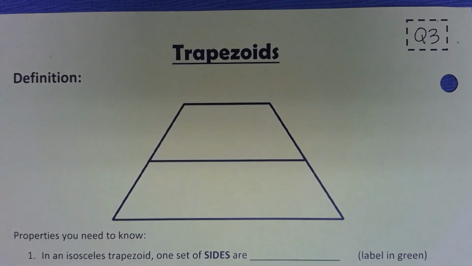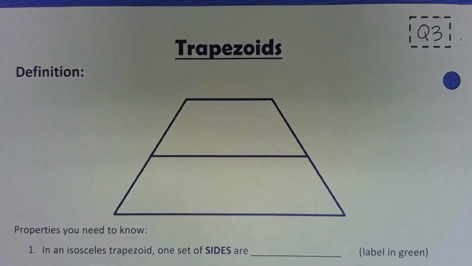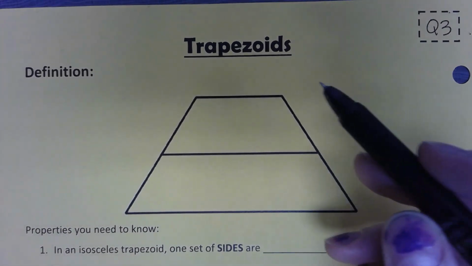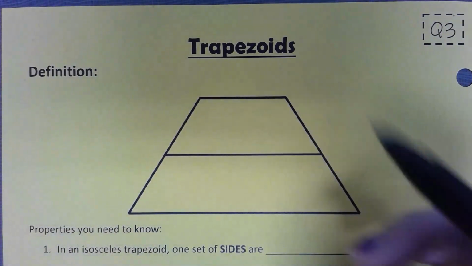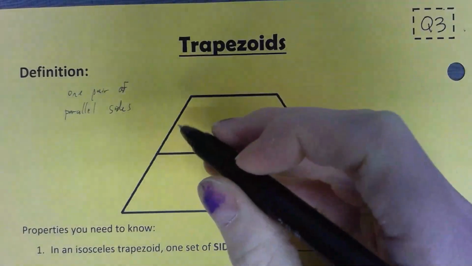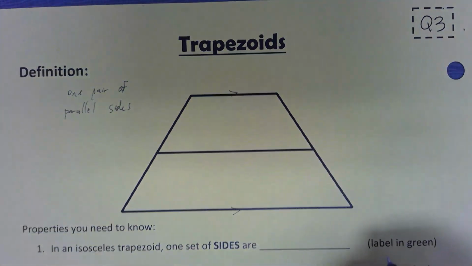This time we're going to be talking about trapezoids, specifically isosceles trapezoids. So for our definition, what it takes to be a trapezoid is one pair of opposite sides parallel. One pair of parallel sides. So this side here, these are the parallel ones.